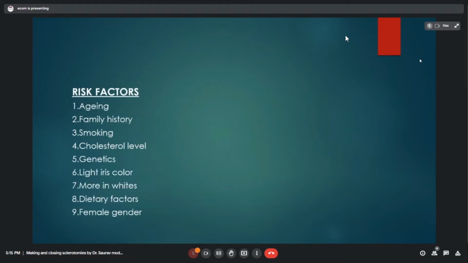Now, there are various risk factors which are similar to the risk factors seen in AMD, that is aging, family history, smoking, cholesterol levels. A high level of HDL has been termed a protective factor in AMD. Then genetics, light iris color, found more in whites and females, and even dietary factors: those deficient in antioxidants are more prone to geographic atrophy.